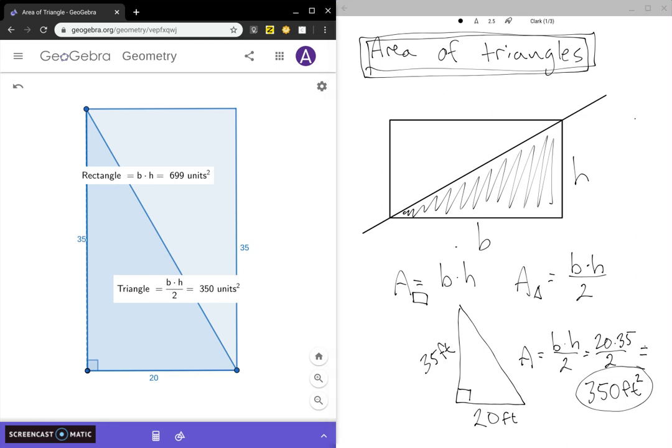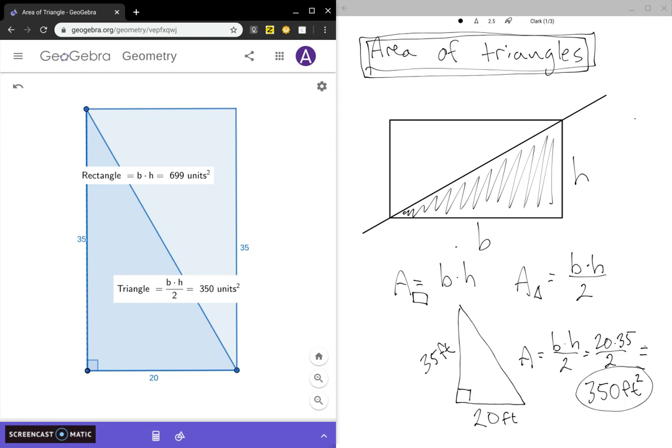Now, on the left screen here, I have a little interactive animation I put together, showing the relationship between the triangle and the rectangle it fits in. So here I've got it set up with that base of 20, height of 35. And you can see it automatically is calculating the area for the triangle at 350 units. And then the rectangle, 699, there's a little rounding issue here, but it's about 700. So that triangle is half of the area of the rectangle it's fitting in.